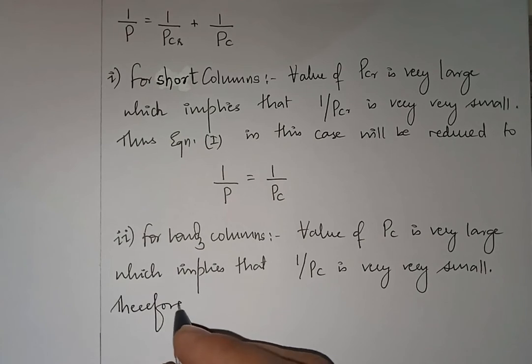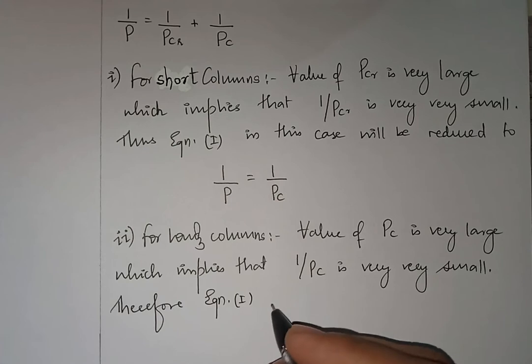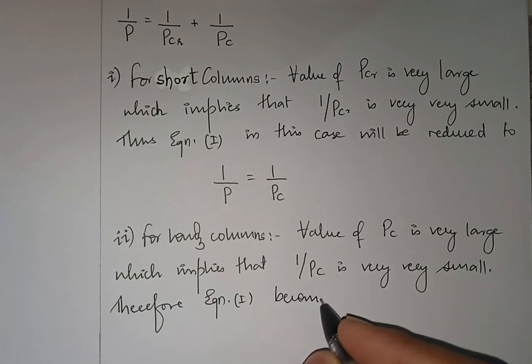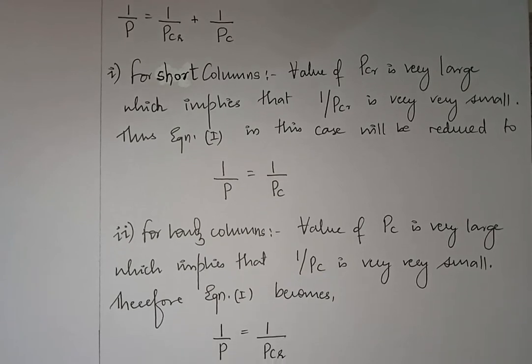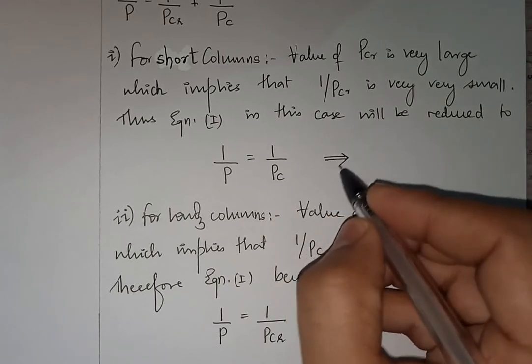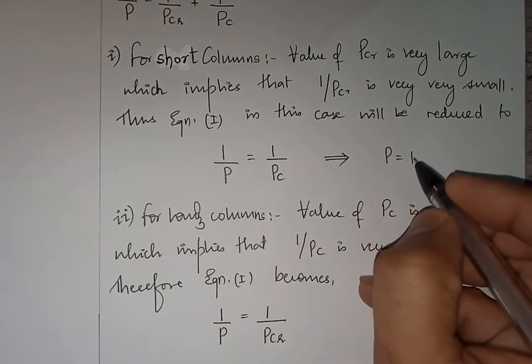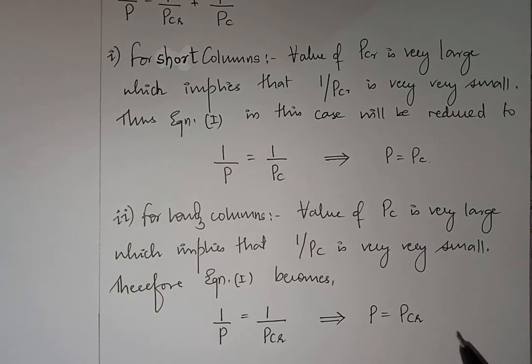Therefore, equation 1 becomes 1 divided by P is equal to 1 divided by PCR. Right? So this also you can write in another way. If you just take the reciprocal, you can write it as P is equal to PC in this case, and in this case you can write it as P is equal to PCR.